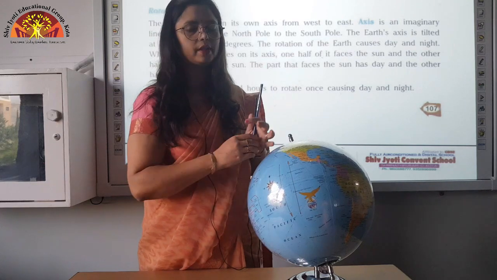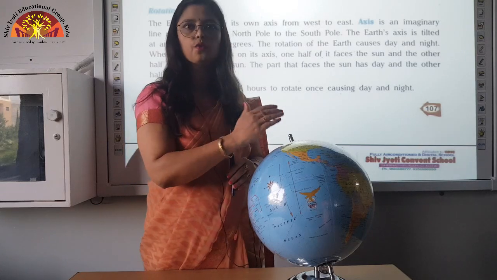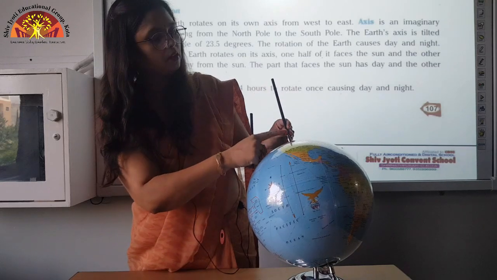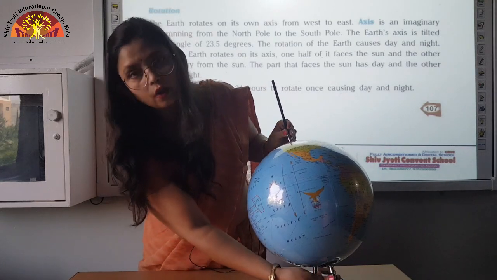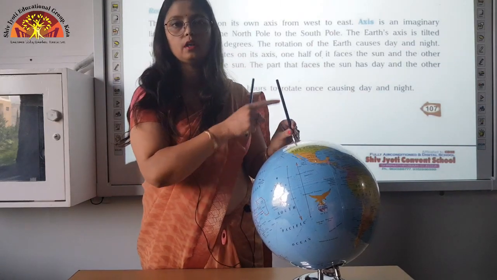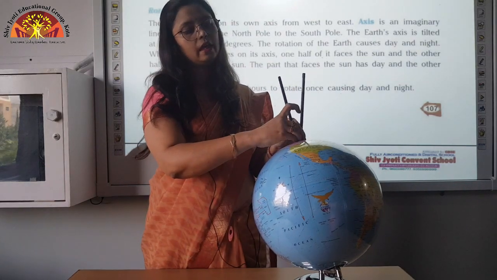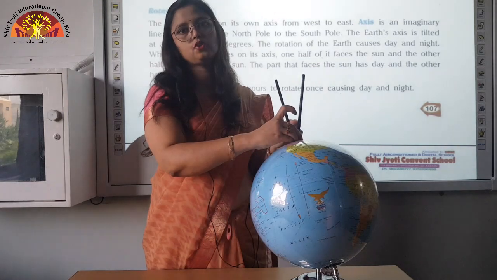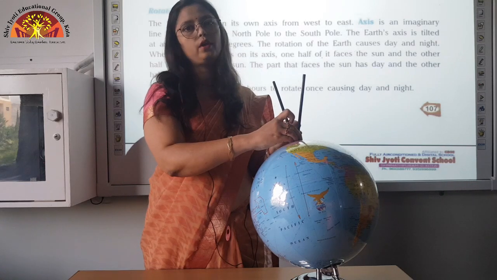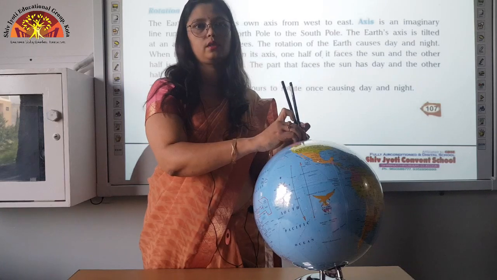Now I will show you what the axis is over here. We have just read that axis is an imaginary line that runs from the North Pole to the South Pole. So you can see it is the imaginary line that is running from this North Pole to the South Pole. You can see this. So this is the axis of rotation of Earth. Now this axis is slightly tilted. If we see it like this, it is making an angle over here. So this angle is 23.5 degrees. So it is tilted at a 23.5 degree angle. Now we see how day and night are caused. Okay.